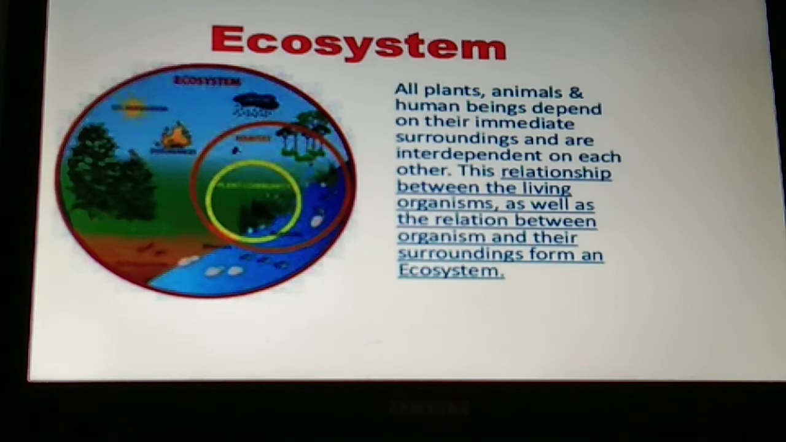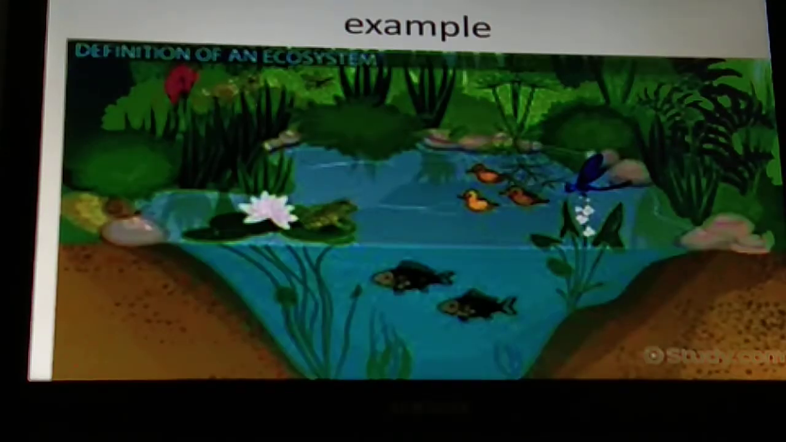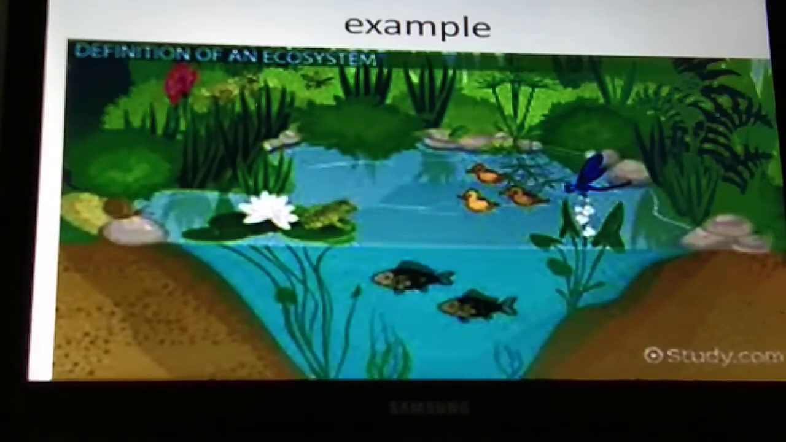Now the next concept is the ecosystem. An ecosystem is a community of all living and non-living components which are interdependent on each other. Basically, an ecosystem is formed when living things like plants and animals in an area interact with non-living components like water, sun, soil that surround the living things. In an ecosystem, each organism has its own important role and function.